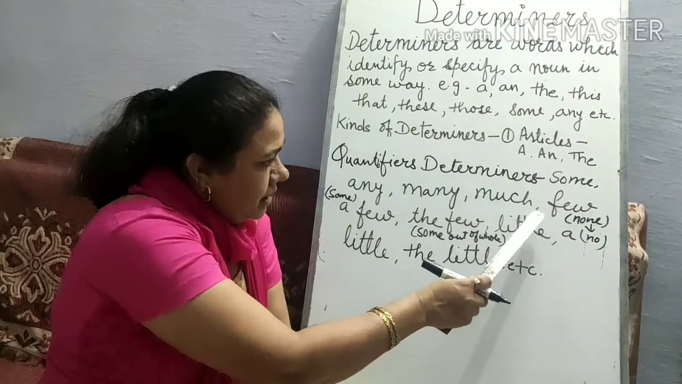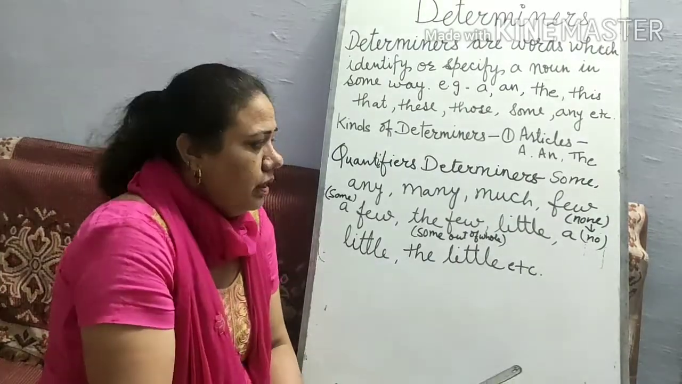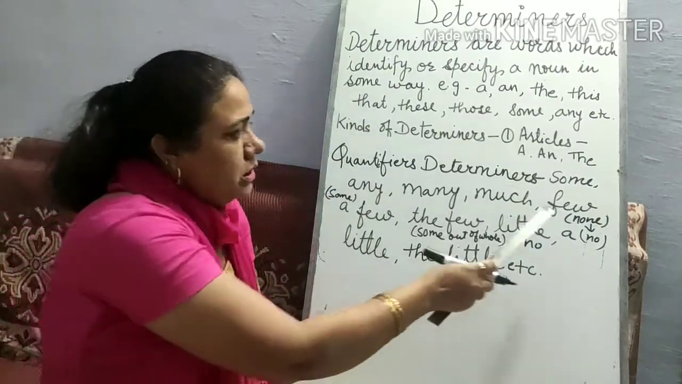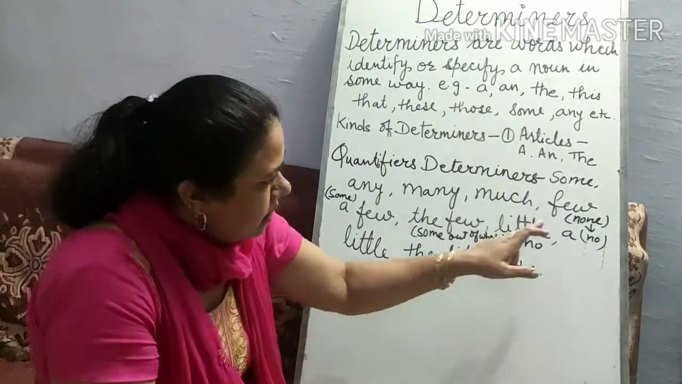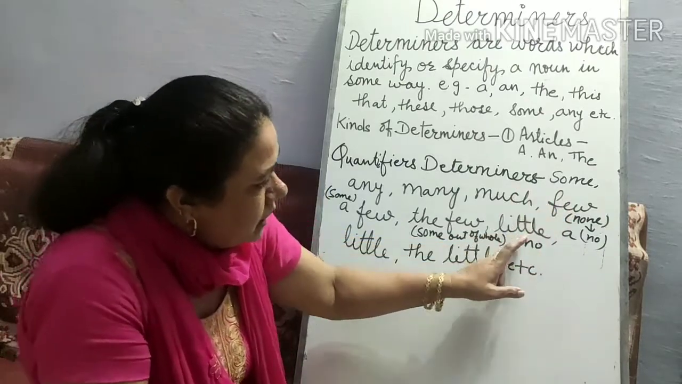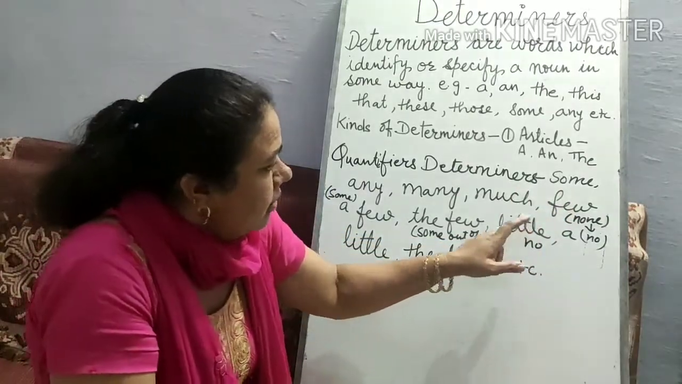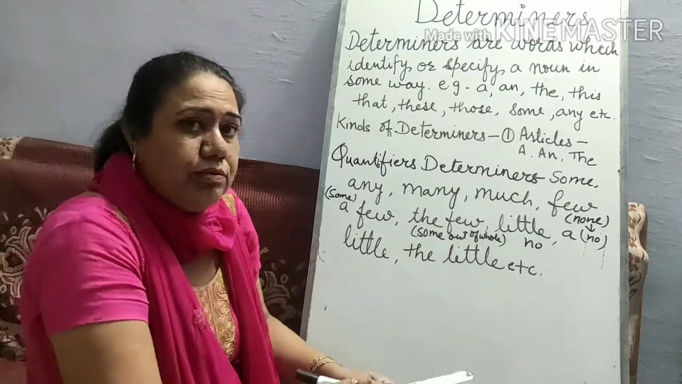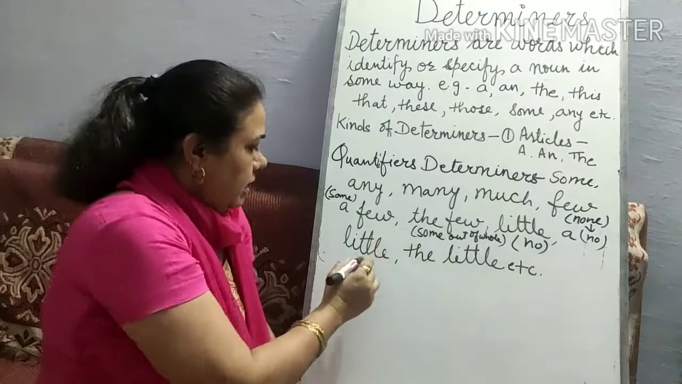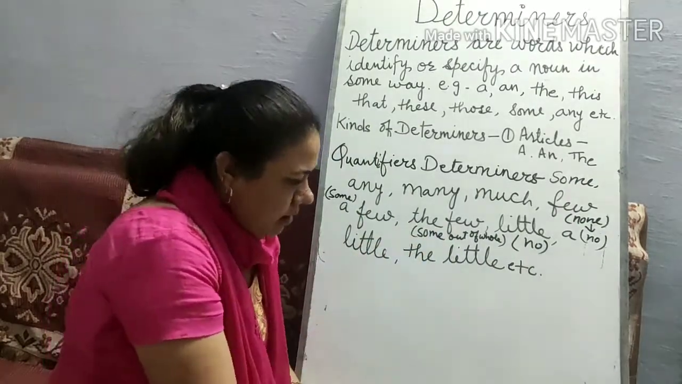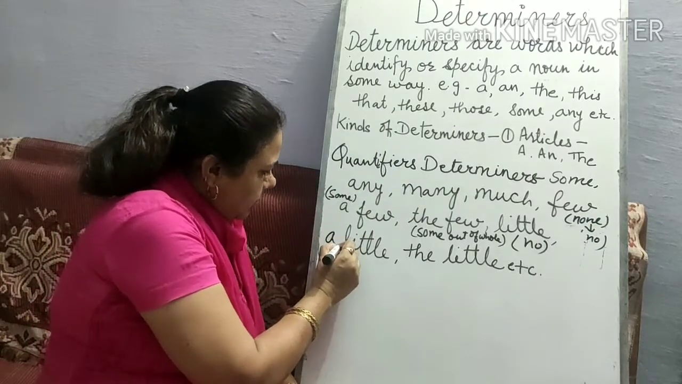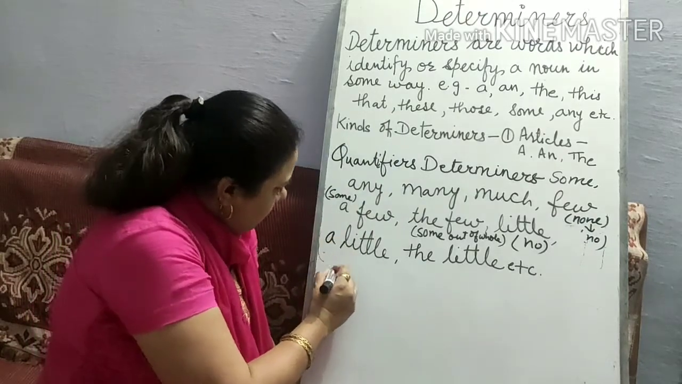Little. Little we take for the uncountable noun. Little means also no. Few comes for positive, and few we take for not negative also. Little also comes for the negative. Listen, little we take for much, uncountable noun. It means also no. A little, little, a little. A little means also some.